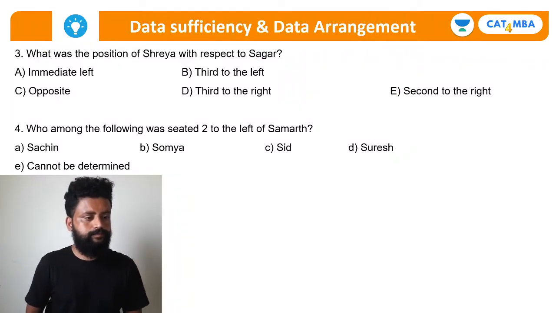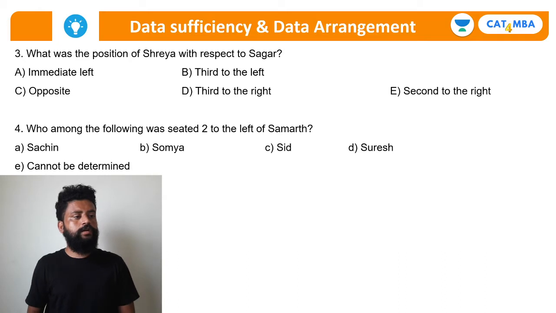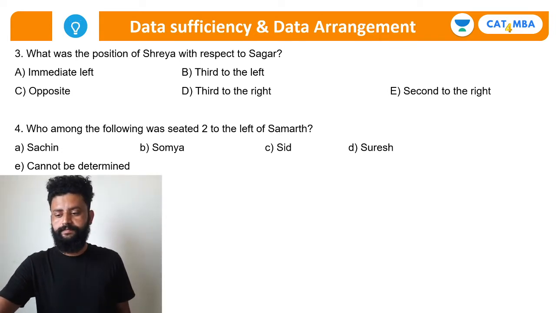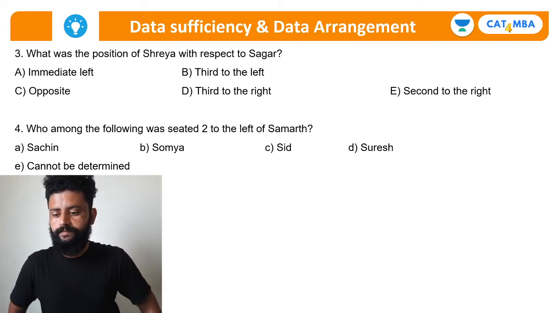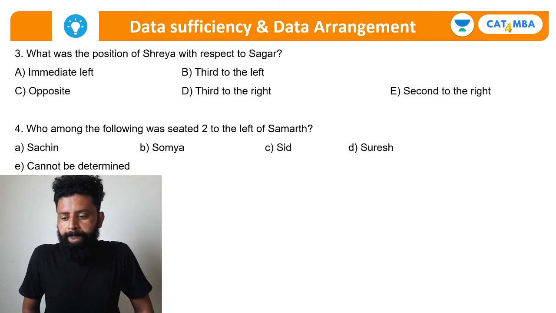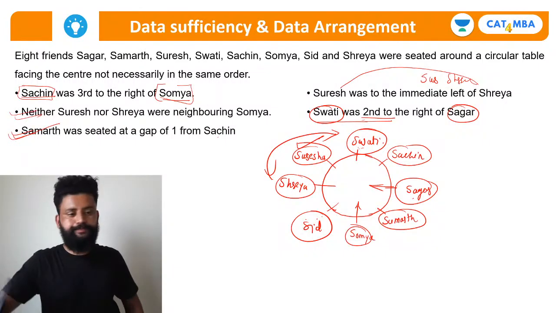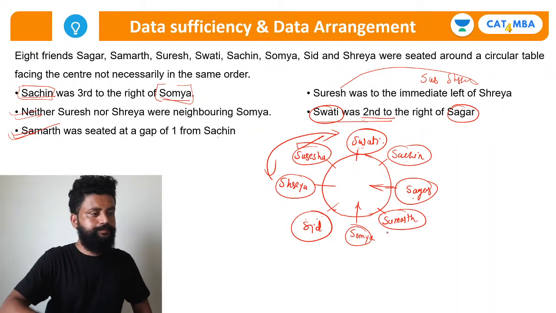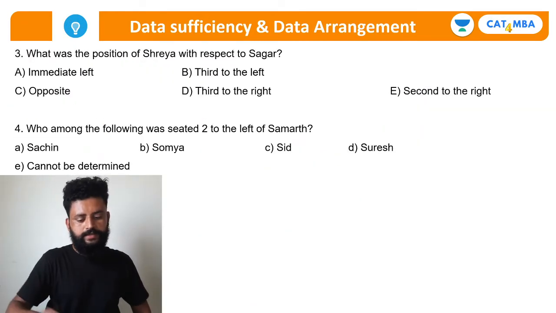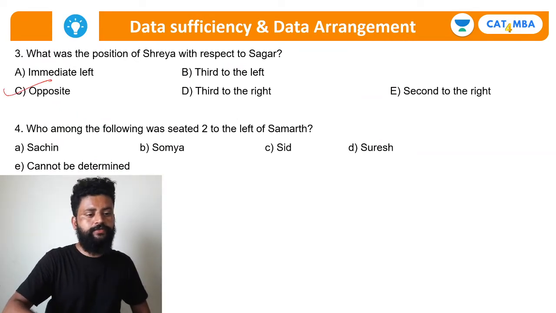Third, what was the position of Shreya with respect to Sagar? Position of Shreya with respect to Sagar. It's opposite, or you can say 1, 2, 3, 4, 5. Position of opposite, we have answer option as opposite.